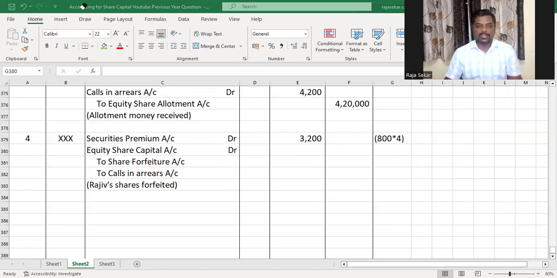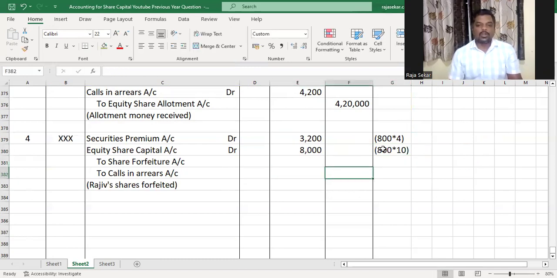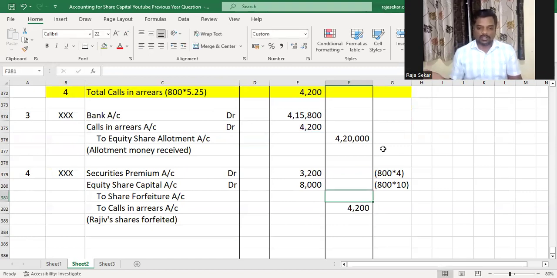Share capital will be debited with what? It will be debited with the number of shares forfeited into called up value of capital per share. And the full amount has been called up in this question, and therefore it is 800 into 10, which is 8,000. And we've already computed the call arrears. It is the amount that we have debited to call arrears before in the previous entries. In this case, there was only one entry in which we used call arrears and we are receiving allotment money, and that was 4,200. We have credited that.